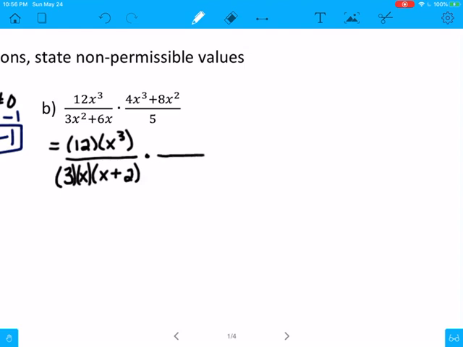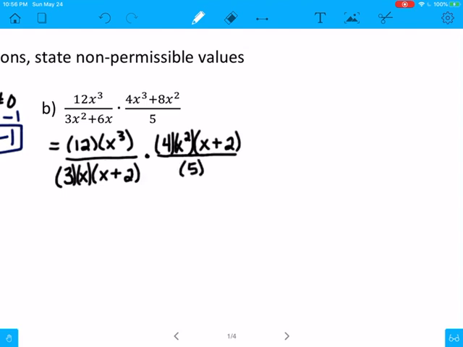Then the top right numerator, I have 4x cubed plus 8x squared. I can take out a 4 and an x squared. When I take 4x squared out of 4x cubed, I'm left with x, plus 8x squared, take out 4x squared, I'm left with a 2. And then the 4x squared is multiplied, so they can go in their own brackets. And then I just have a 5 in the bottom.